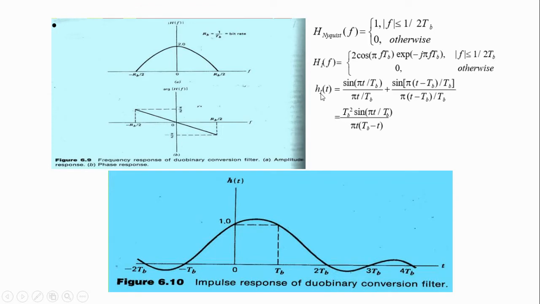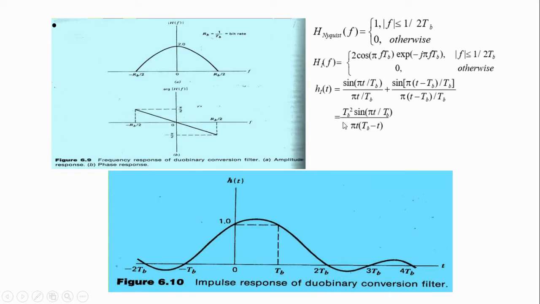In this time domain function we consider the rectangular function. We consider the two functions: one is the present value and the other is the previous value. If we take the Fourier transform of the rectangular function, we will get the sinc function. h of t is equal to sine of pi t divided by Tb over pi t divided by Tb, plus the previous function sine of pi into t minus Tb divided by Tb, the whole divided by pi into t minus Tb divided by Tb. This is the previous sample value and this is the present sample value.